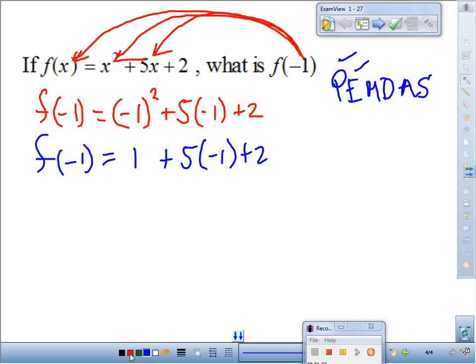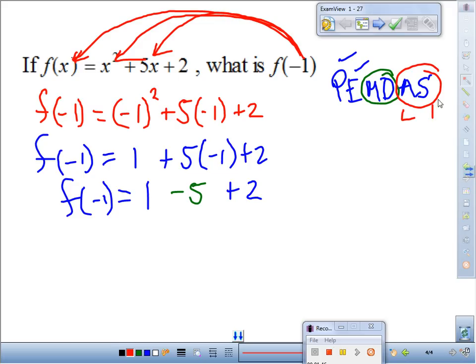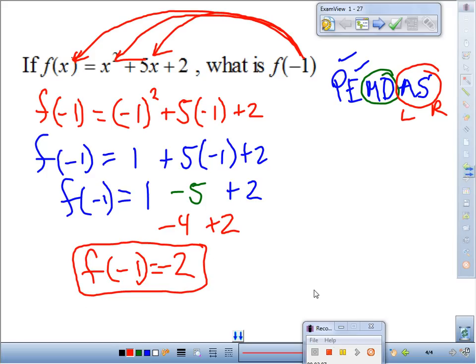Next, do I have multiplication and division? Yes, right here, so I need to do that first. What is 5 times negative 1? Negative 5. I bring everything else down: the 1, the plus 2, equals f of negative 1. From there, do we have addition and subtraction, and we go from left to right? Yes, we do. From left to right, 1 minus 5 is negative 4. Negative 4 plus 2 is negative 2, and I bring down the f of negative 1, and we're done.